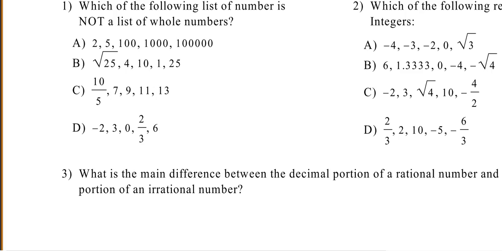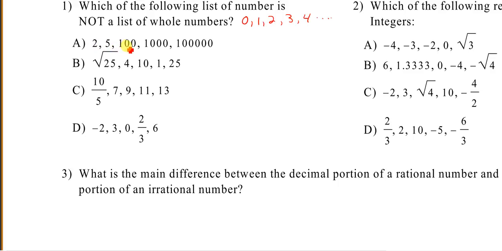The first problem on the practice test is which of the following lists of numbers is not a list of whole numbers. Whole numbers are going to be the numbers 0, 1, 2, 3, 4, and so on. They do not have a fractional part and they are not negative. So if we look at this, we could figure out which ones are not a list.